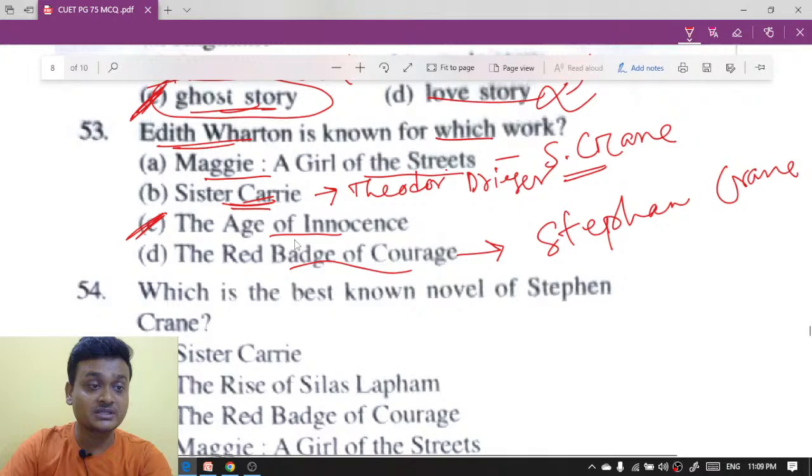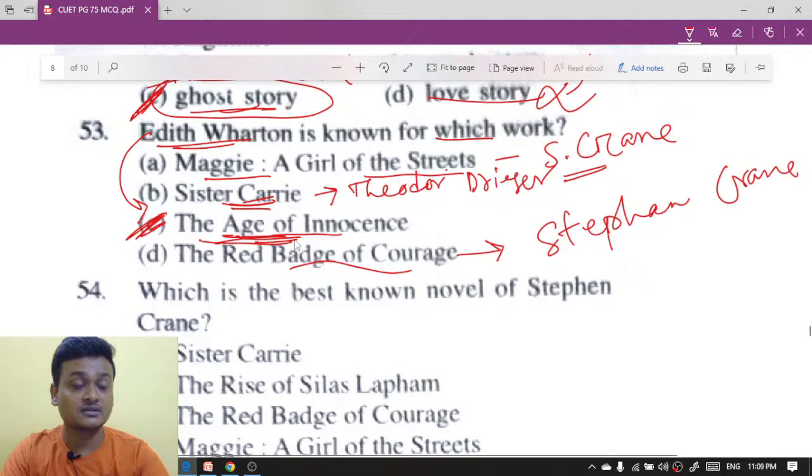So Maggie, A Girl of the Streets, was written by Stephen Crane. And The Red Badge of Courage was also written by Stephen Crane. Whereas Sister Carrie was written by Theodore Dreiser. And The Age of Innocence was written by Edith Wharton.